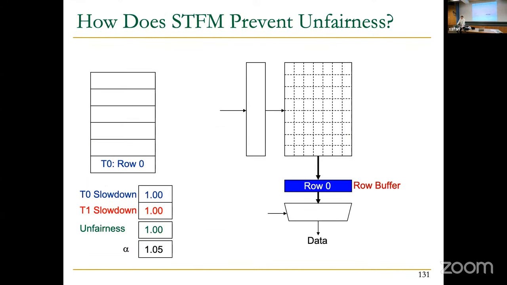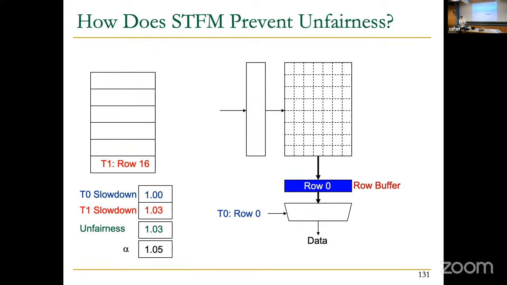So how does it prevent unfairness in this memory hog example? Here you can see the same simulation as in the previous slides. And we have three other states here, basically: thread 0 slowdown, thread 1 slowdown, and the unfairness metric that we calculate. And our threshold is 1.05. So if unfairness is larger than 1.05, we will prioritize the maximum slowdown thread. So we schedule the request of the first thread, and then we schedule the second request from thread 0.